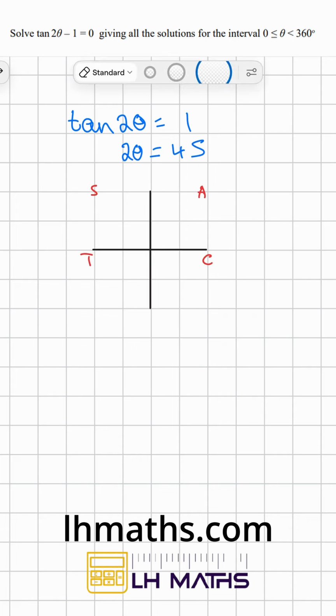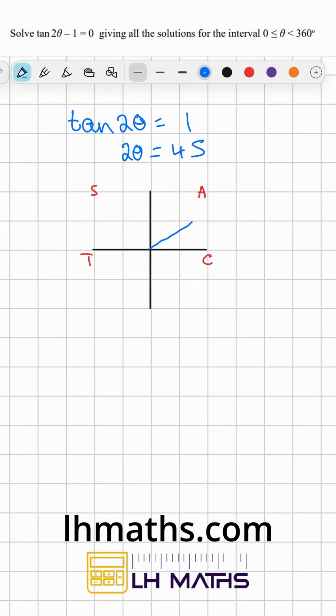So what we do at this stage is we actually put that 45 into the CAST diagram and we work out the solutions at just 2 theta for now. So if we do that, we would get 45 degrees here and another 45 degrees here. Okay, so if we write that out, that'll be 2 theta is equal to 45 and 225.